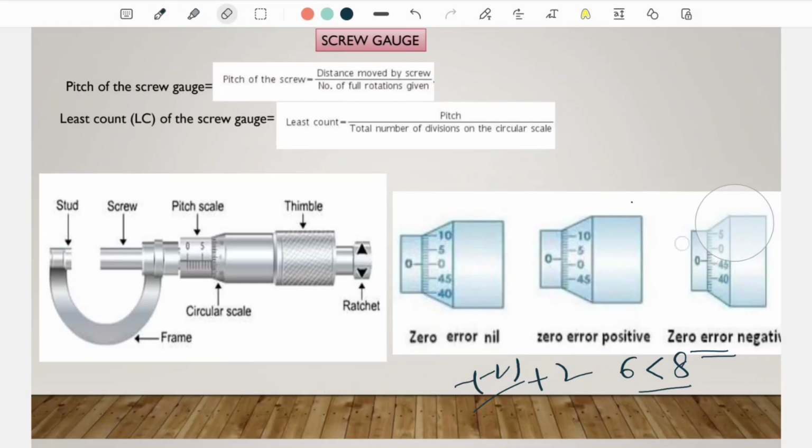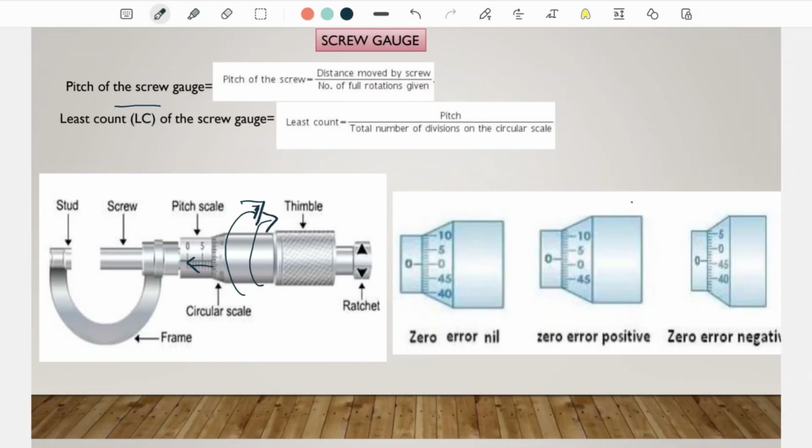Here also, for the ease of our measurements, we define two quantities. One is the pitch of the screw gauge. As I already told you, pitch is how much linear distance it moves forward in one circular rotation of the circular scale, divided by the number of rotations. Because the distance it moves in one circular rotation may be so small that you will not be able to measure it to the accuracy, you will rotate the scale as much as required so that it advances at least one reading on the linear scale.